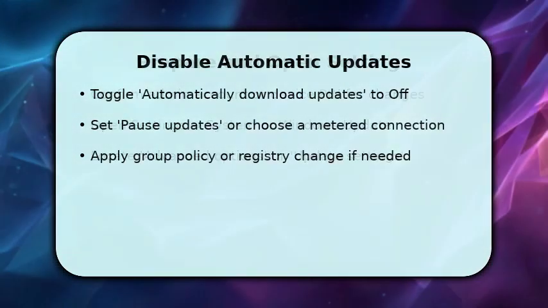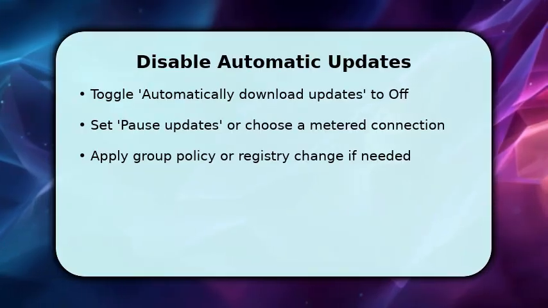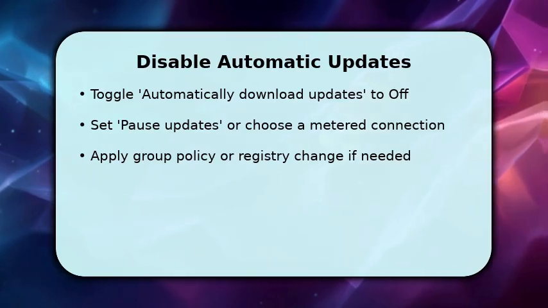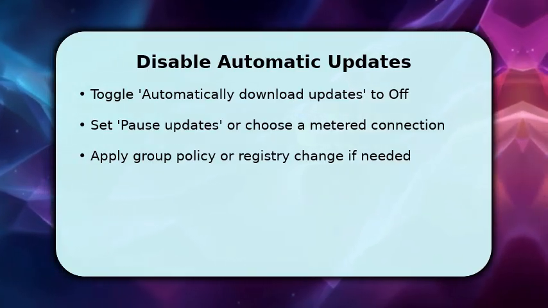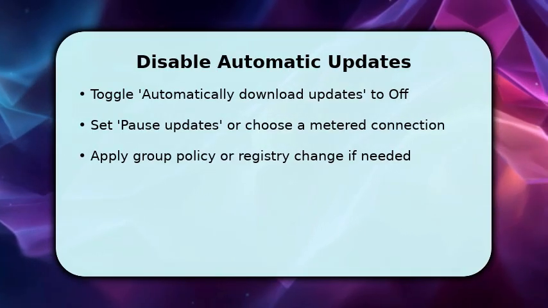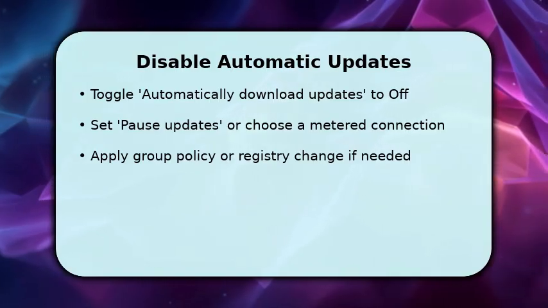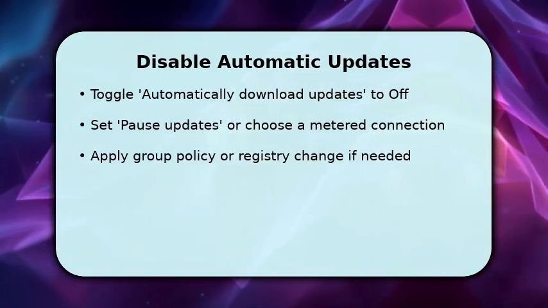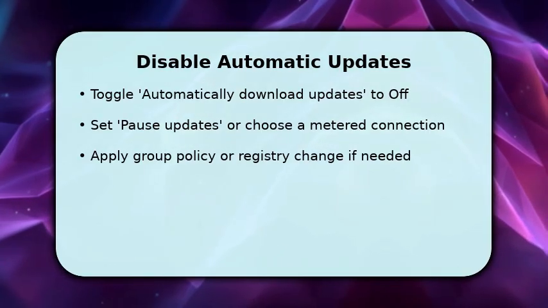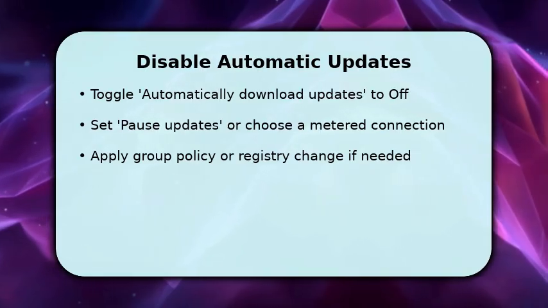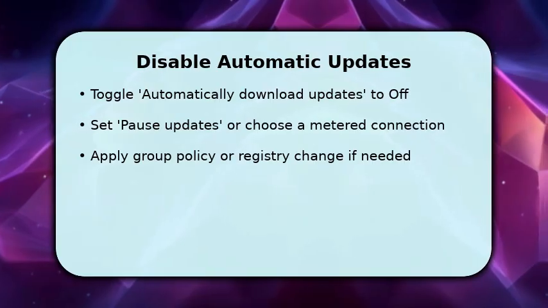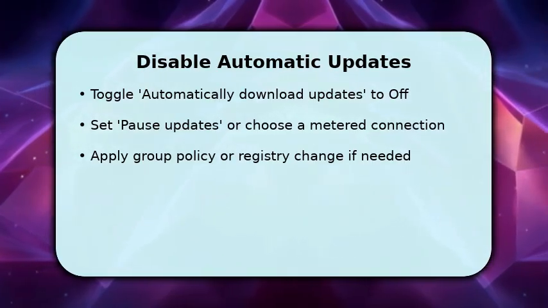You will now disable the automatic behavior. Toggle automatically download updates to off or switch to manual. Once done, set pause updates for a temporary hold or mark your network as metered to prevent background downloads. If the UI lacks options, apply a local group policy change or a specific registry key. This is more advanced but permanent. Back up the registry first. Make sure to restart the Settings app or reboot so the system reads the new configuration before relying on it.